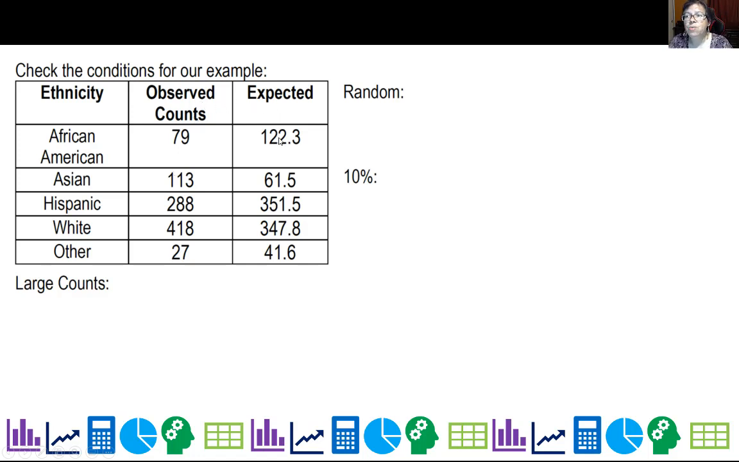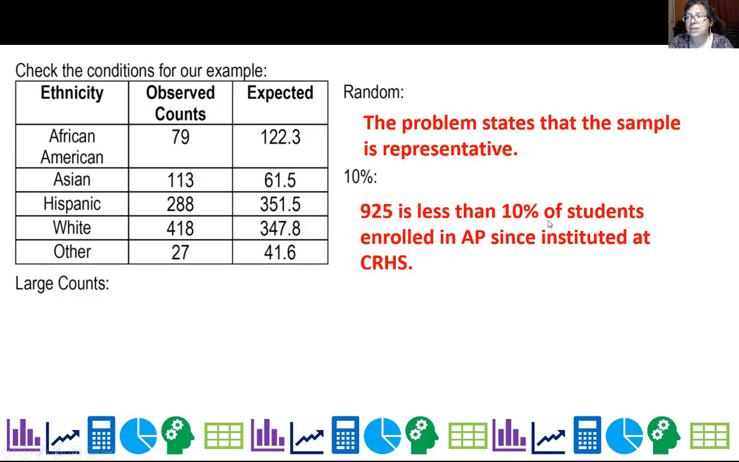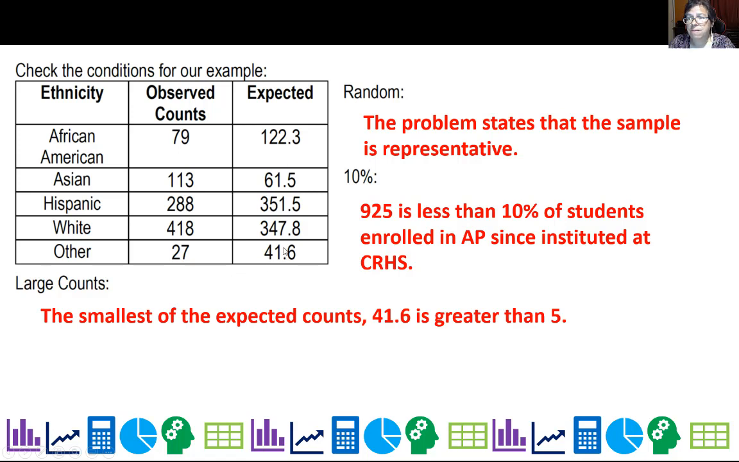All right. So checking the random condition, first of all, I did say that we're going to say our data is representative in general. So we're not going to worry about it not being random. 10%, we're going to say 925 is less than 10% of students enrolled in AP since we started collecting data. So we're looking historically, not just 1 year. Large counts, all of these are clearly greater than 5. Right? It only has to be greater than or equal to. Our smallest expected count is 41.6. So when you're doing this condition, you really should specify at least the smallest expected count. They really expect you to calculate your expected counts.